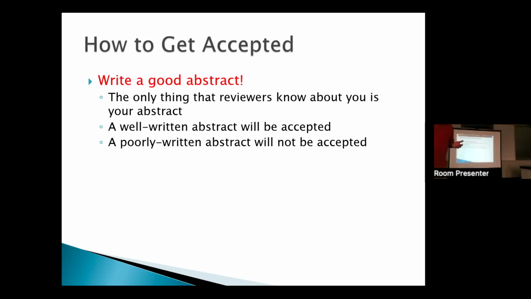So how to get accepted? You have to write a good abstract. Because we have to reject so many, actually very good submissions have to be rejected. We can't just accept all the good ones. We have to reject many that are actually good. Now, the only thing that our reviewers know about you is your abstract. They don't know who you are. They don't know your background. So writing a good abstract is really important. A well-written one will be accepted. A poorly written one will not be accepted.